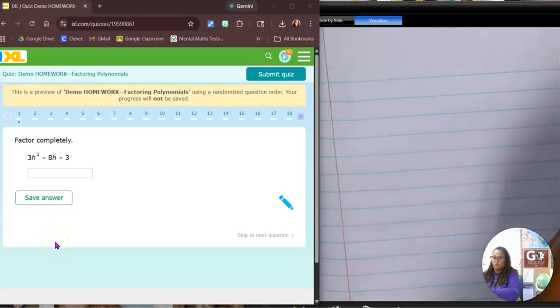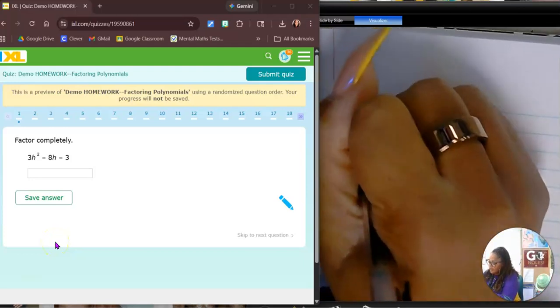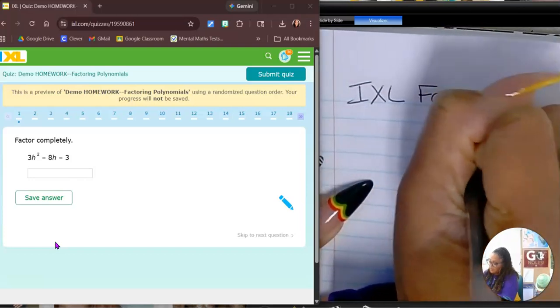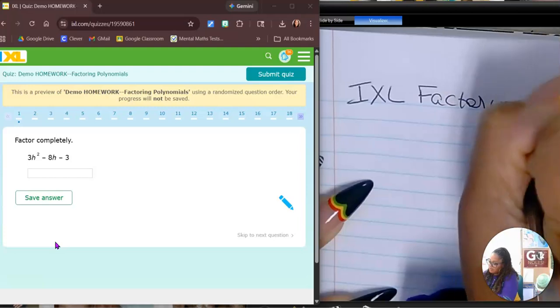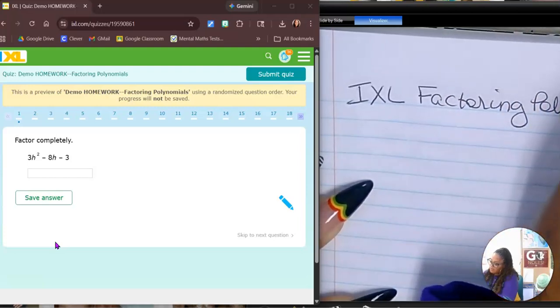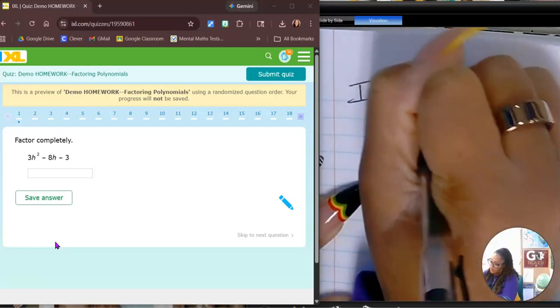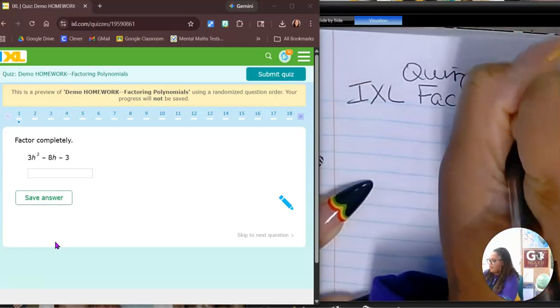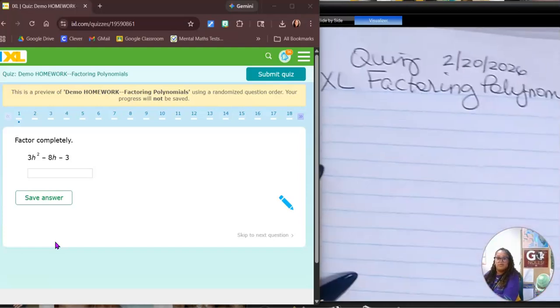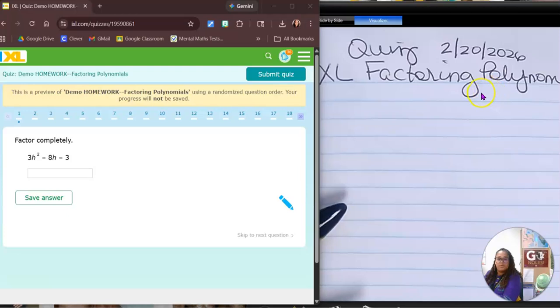Hey guys, I'm going over how to do your IXL quiz for factoring polynomials this week. This quiz is due Friday, February 20th, 2026. Factoring polynomials. Let me zoom out a little bit.